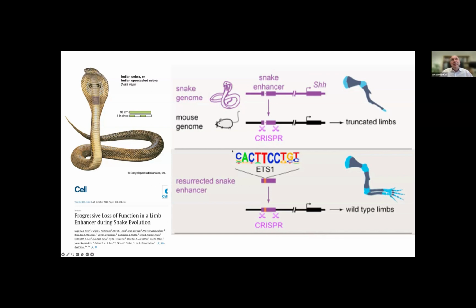Because what these people did, they compared this enhancer region between mouse and snake genome and found this difference. And when they cut this enhancer from mouse, they actually see mouse with very truncated legs, even in the very beginning of the development. And the other way around, if they put this enhancer back, then they recover the development of legs. So that shows you how important it is to predict transcription factor binding sites.